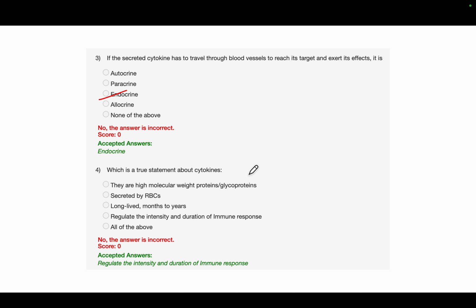Which is a true statement about cytokine? Options are: they are high molecular weight proteins or glycoproteins secreted by RBCs, long-lived months to years, regulate the intensity and duration of immune response. Cytokines are not high molecular weight proteins or glycoproteins. Obviously they are not secreted by RBCs, and also they are short-lived. So the answer will be regulate the intensity and duration of immune response.